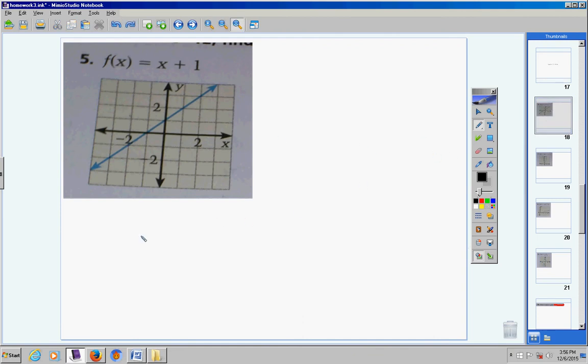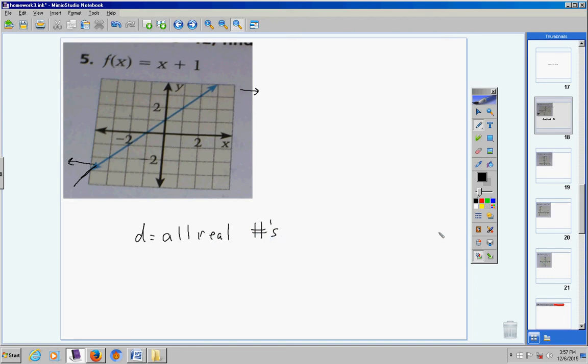Domain deals with what x is doing, what the graph is doing in relationship to x. So we're looking at how the graph moves this way and this way. Well, it's never going to stop. As it goes up continually, it'll get further and further to the right. And as it goes down, it'll go further and further to the left. Do you see that? Never stopping, going further down, but going to the left. So the domain is simply all real numbers.